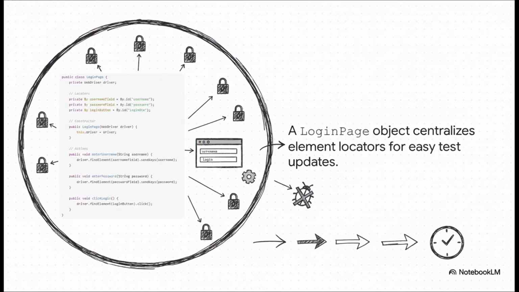Now this is where it gets really cool. This shows a login page class. All the locators, the IDs for the username field, the login button, they're all defined right here in one spot. So if a designer changes that login button's ID tomorrow, you only have to update it in this one file. Think about that. Without this, you could be hunting through hundreds of files. This approach can save you days of work.